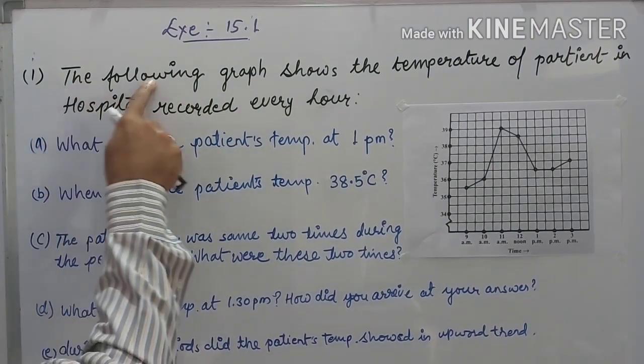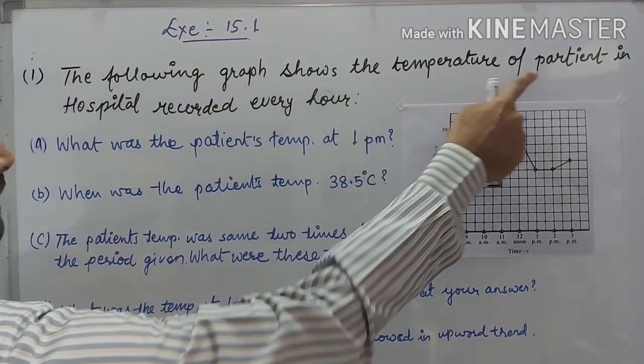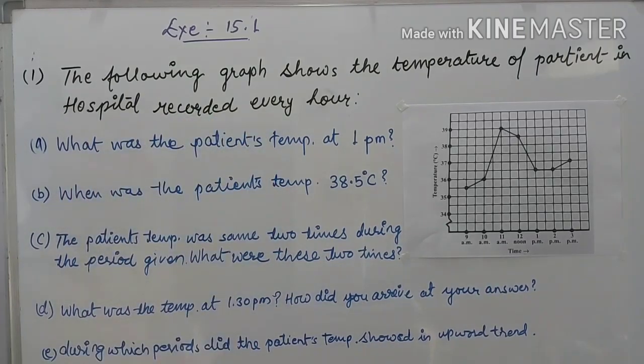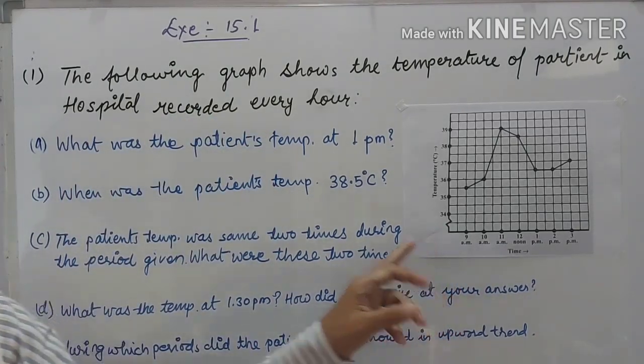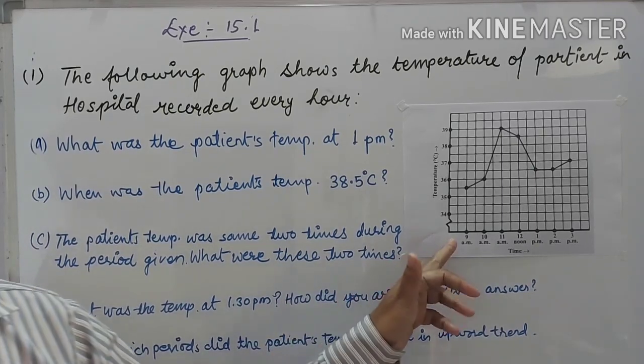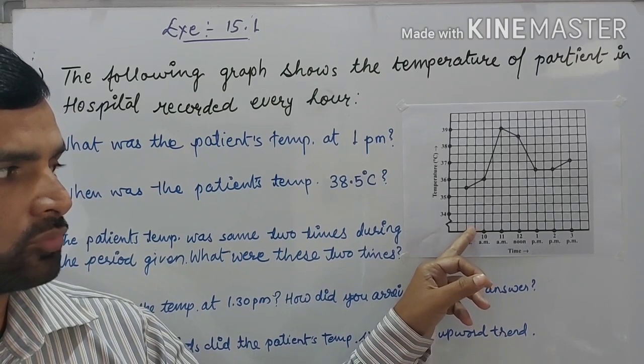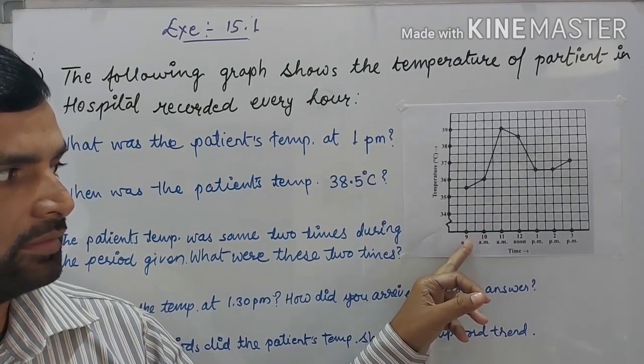The question: the following graphs show the temperature of the patient in hospital recorded every hour. You have to see the graph in your book, where 1 hour will be 2 squares. Okay, so then we have 9 a.m.